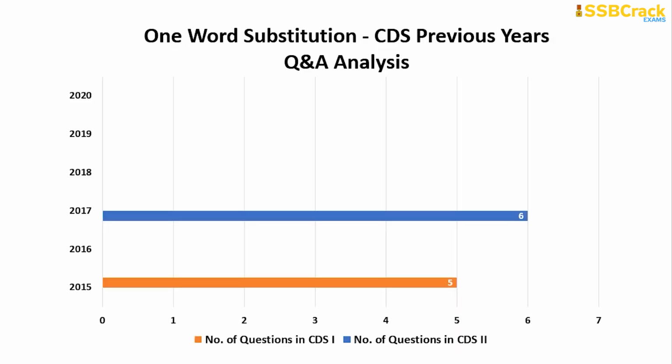Coming to another least important topic, which is one word substitution. In 2015 CDS 1, 5 questions came from this topic. Also in CDS 2 2017, 6 questions came, but it didn't come in 2016, 2018, 2019 or 2020.